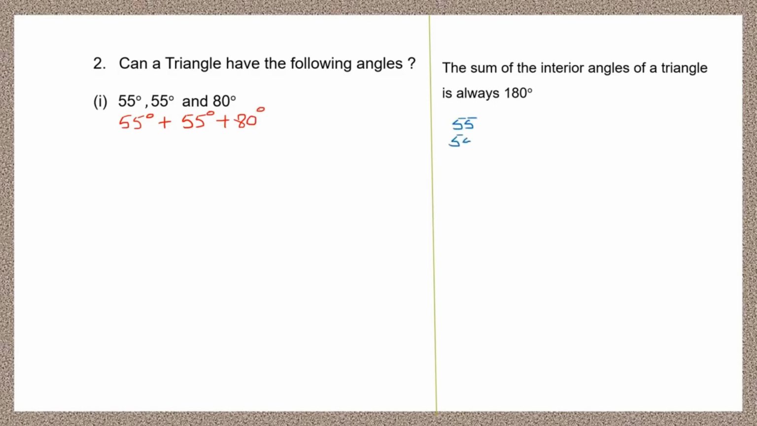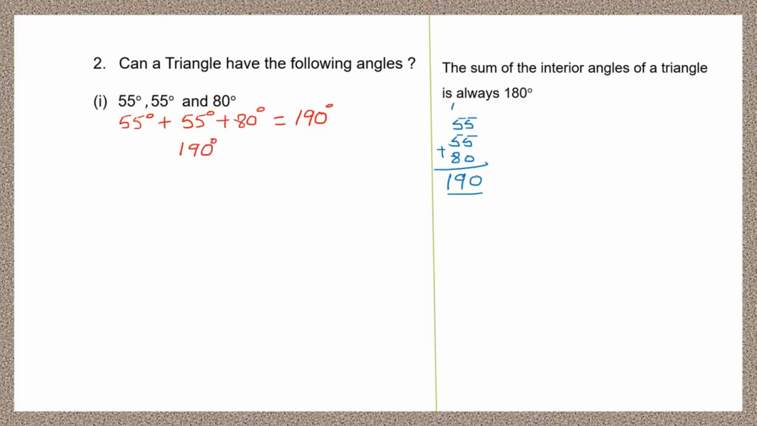55 plus 55 plus 80. 5 plus 5 is 10. I carry 1. 5 plus 5 is 10, plus 1, 11. Plus 8 is 19. Now after adding these three, I have got 190 degrees.